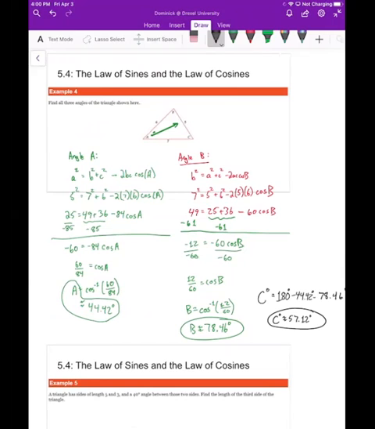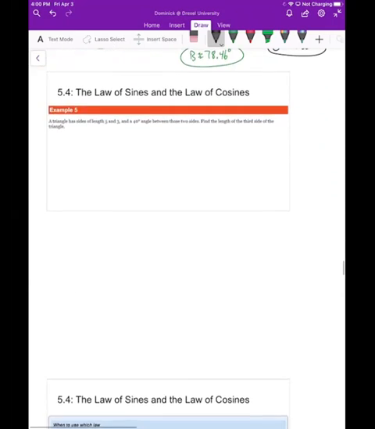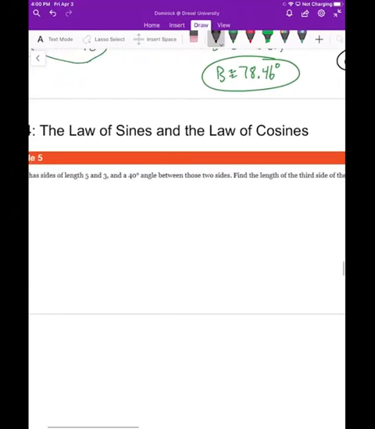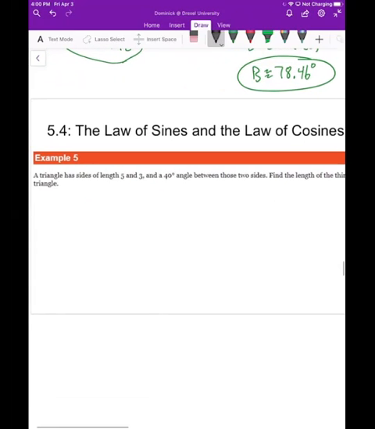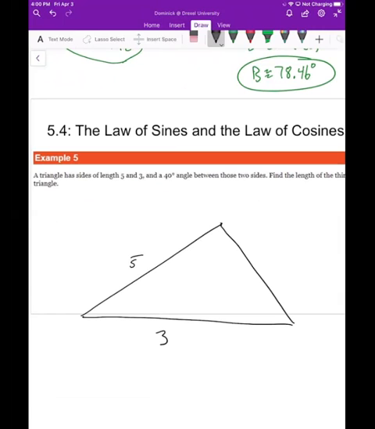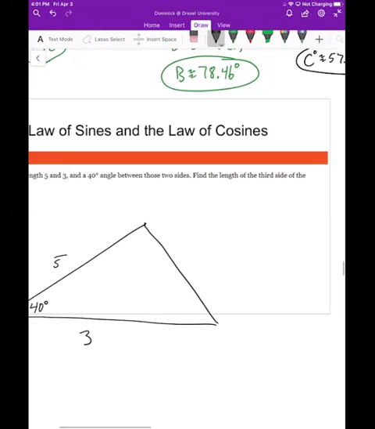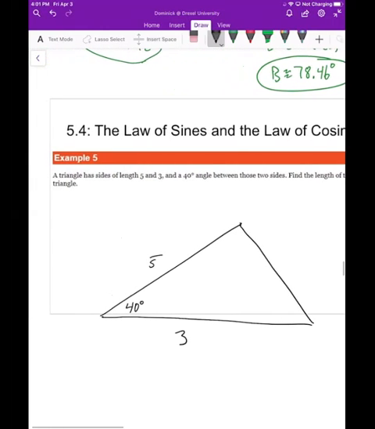All right, but that's the law of cosines. Okay, let's do another example of the law of cosines. So we have a triangle that has sides of length 5 and 3 and a 40-degree angle between those two sides. So we have this 40-degree angle here, right? Now we want to find the length of the third side here.